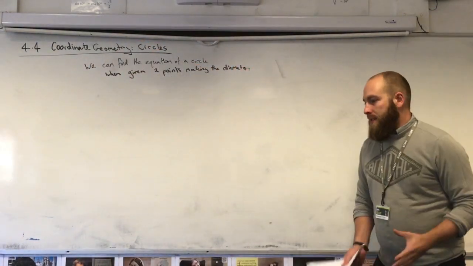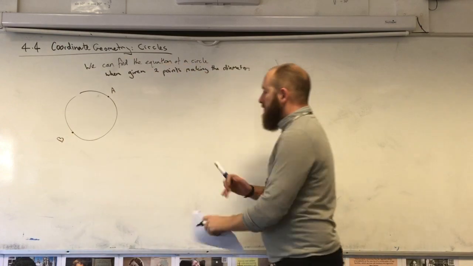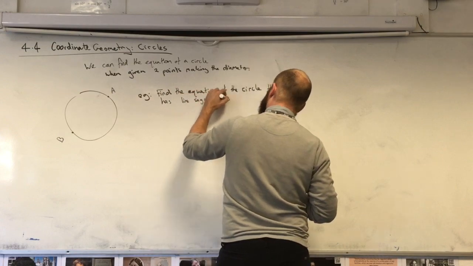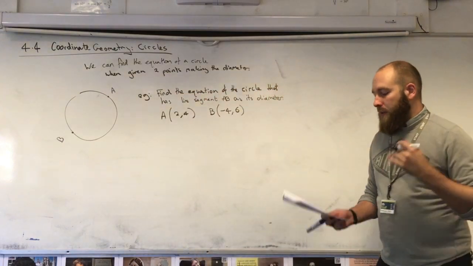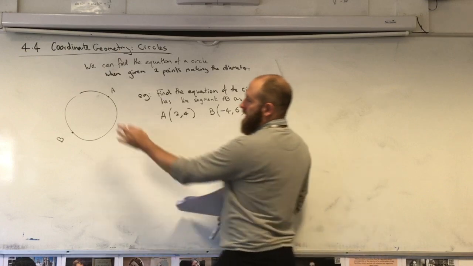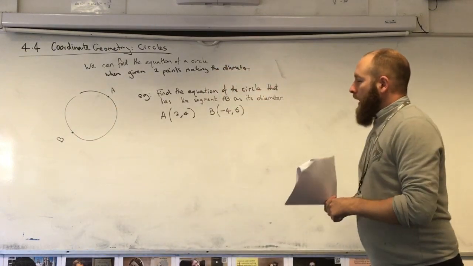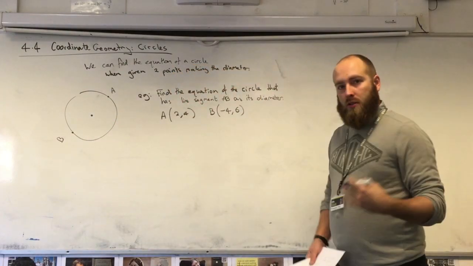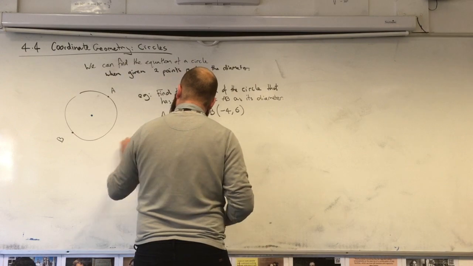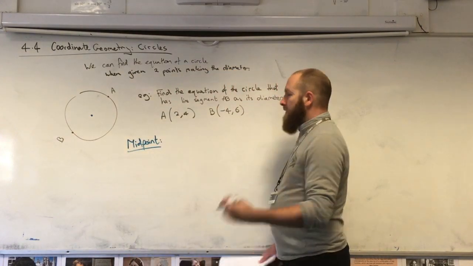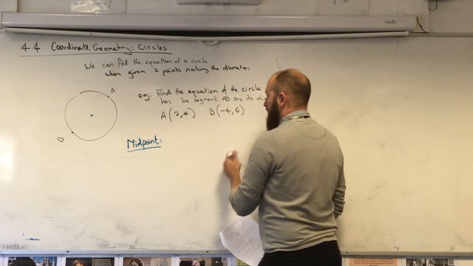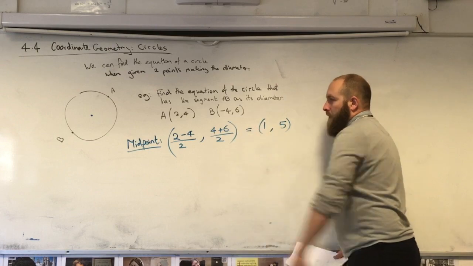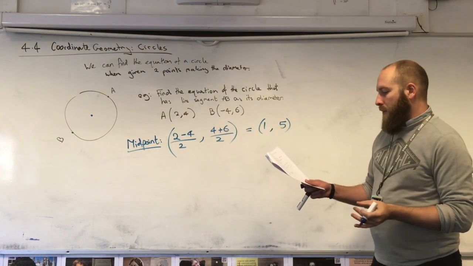Alright, so if we get given 2 points and we're told that they're the diameter, we can easily find the equation of that circle. So given 2 points, we want to find the equation of the circle that has that line segment as its diameter. Well, if that's the diameter, the midpoint of AB will be the coordinates of the centre of the circle. So we use our midpoint equation. Remember, it's the average of x, comma the average of y's. So I know the centre of our circle is going to be at 1, 5.